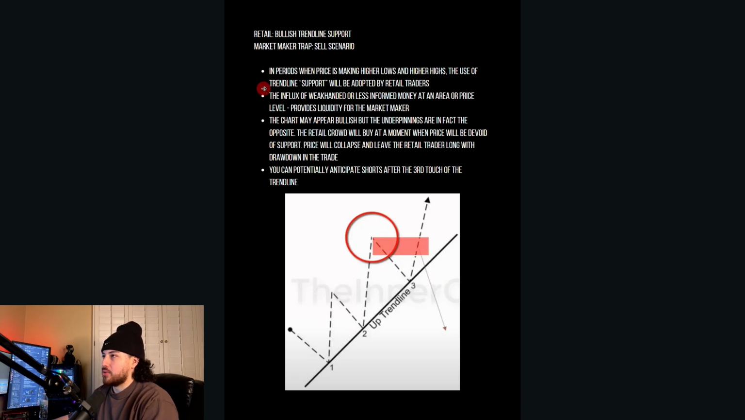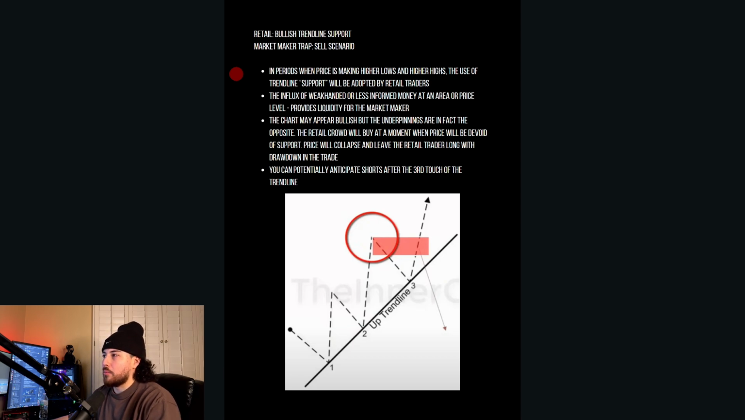Retail bullish trendline support, market maker trap sell scenario. In periods when price is making higher lows and higher highs, the use of trendline support will be adopted by retail traders. The influx of weak handed or less informed money at an area or price level provides liquidity for the market maker. The chart may appear bullish, but the underpinnings are in fact the opposite.